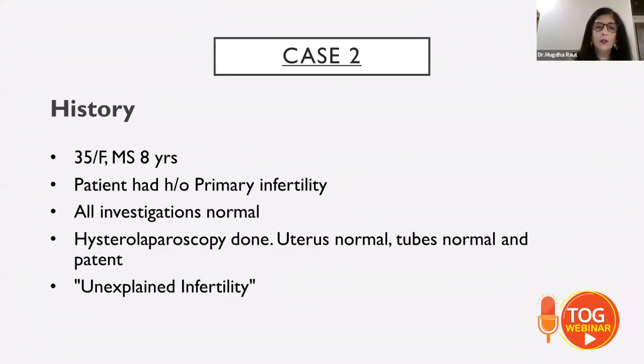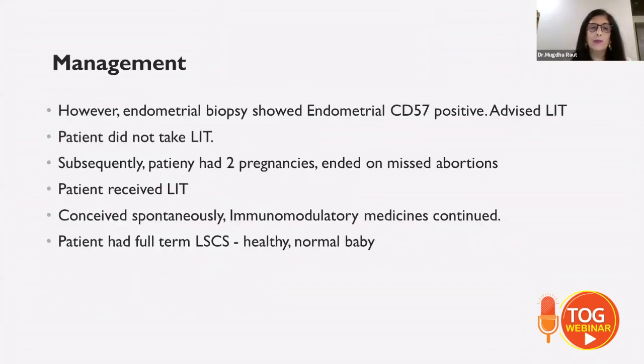So we do an endometrial biopsy for CD57 cells. It is done on or after day 18 of the cycle. It can even be done on the first day of the cycle through a biopsy. But since we were doing her hysterolaparoscopy, we did an endometrial CD57, and they were positive.